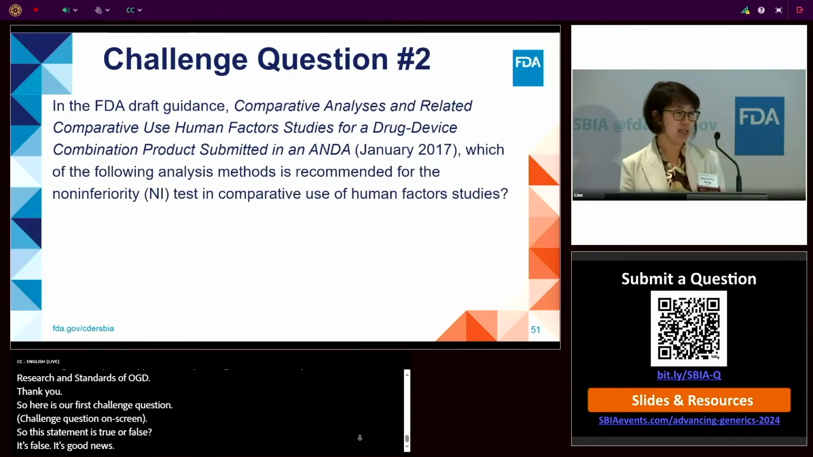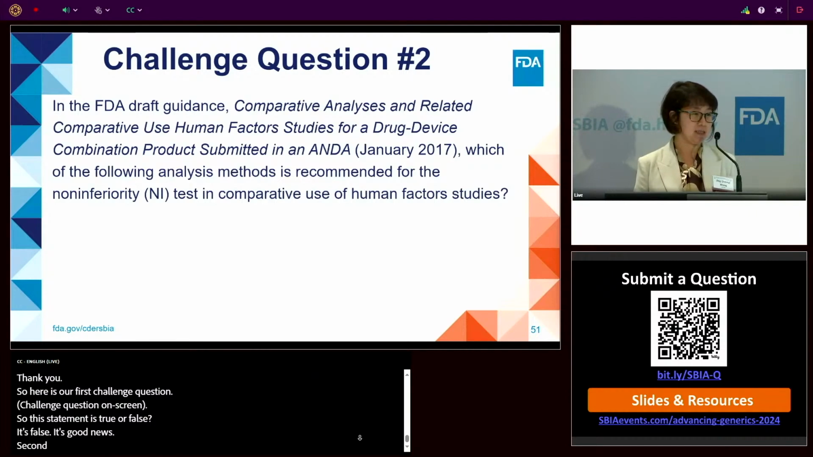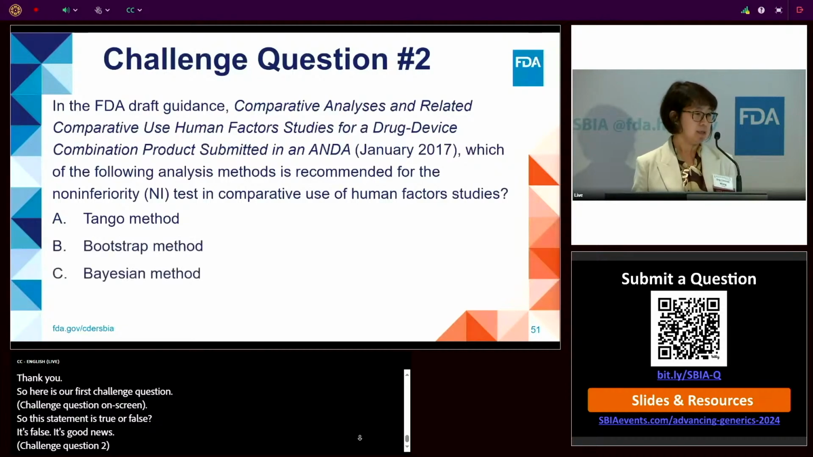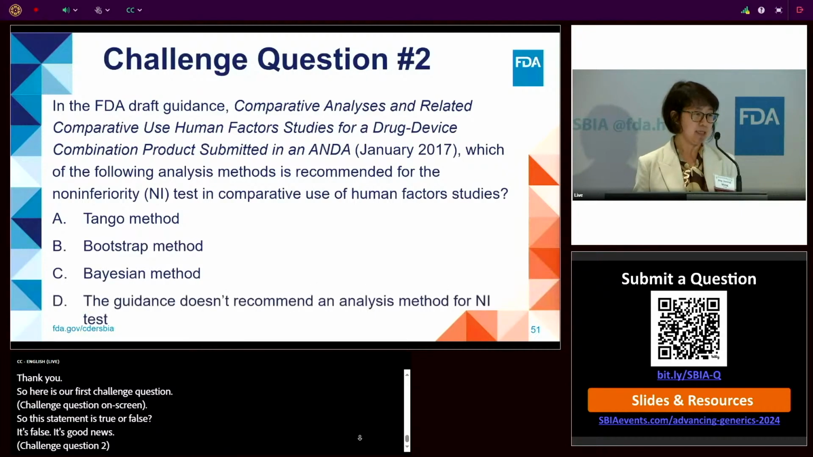So the second challenge question is, in the FDA draft guidance, which of the following analysis methods is recommended for the non-inferiority test in comparative use human factor studies? We have some options. First is Tango method. Second is bootstrap method. Third is Bayesian method. And option D is the guidance doesn't recommend the analysis method for the non-inferiority test.